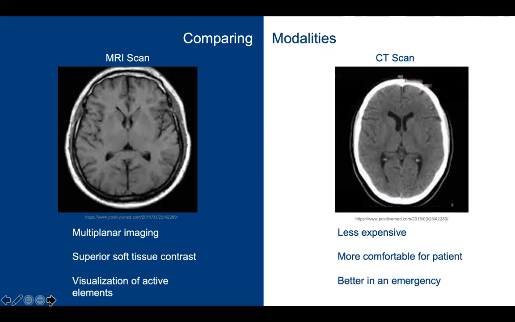emergency. One other disadvantage of MRI scans are the fact that patients with metal implants and foreign bodies aren't able to use MRI scans because of the safety issues. So CT scans would be the better option for those people.